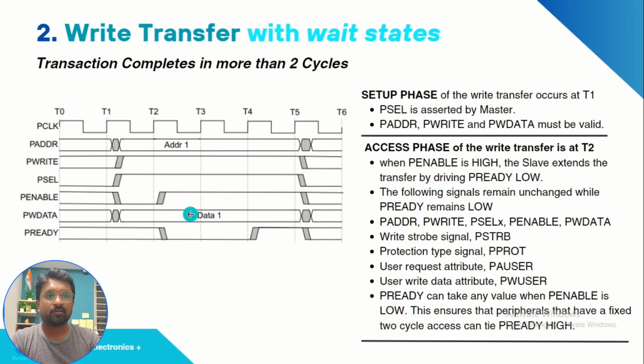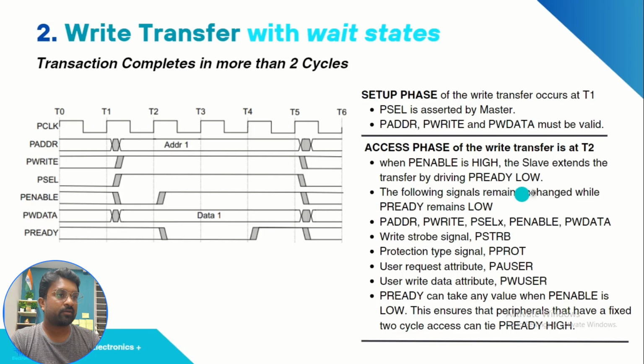When PREADY is 0, the data should be stable, and the master should wait. PENABLE should be 1, PSEL is also 1, PADDR is stable, and PWRITE is also 1. The master should wait to complete its transaction until PREADY becomes 1. PREADY going high over here means the transaction will happen at this stage. At T5, all the data will be captured in the slave. So the wait state is nothing but PREADY being low, meaning the slave is inserting wait states. And all the other things are the same as in the no wait state case.